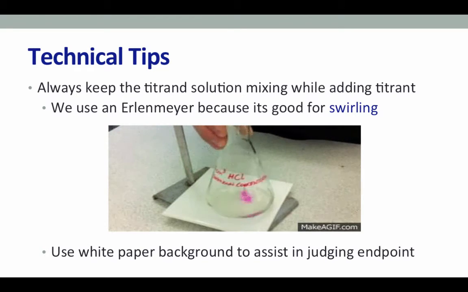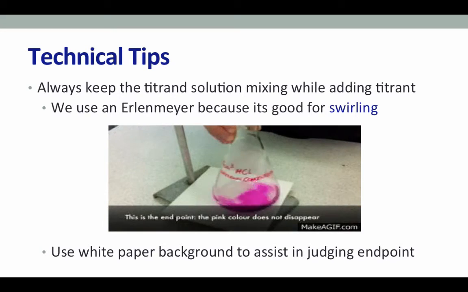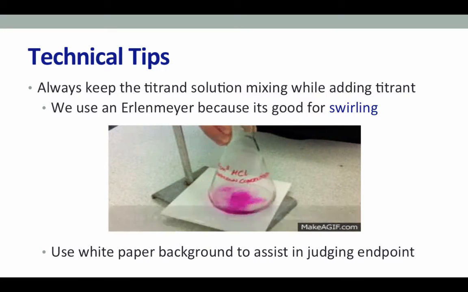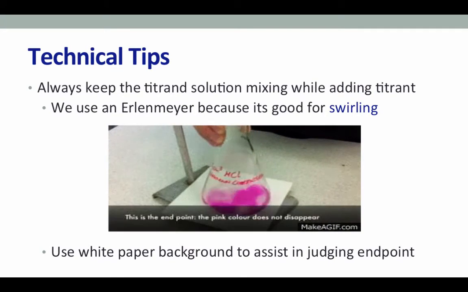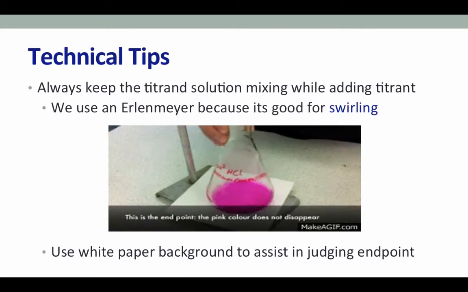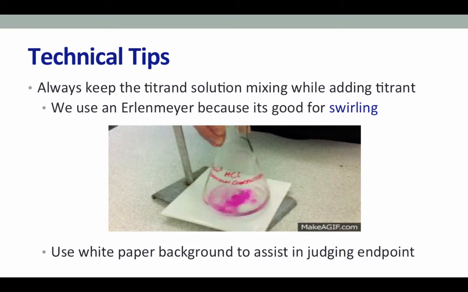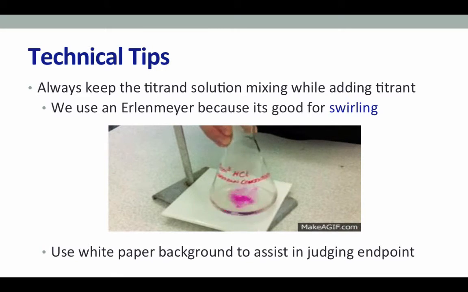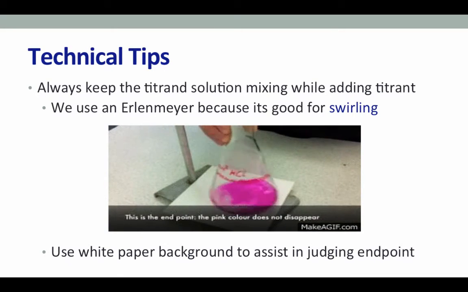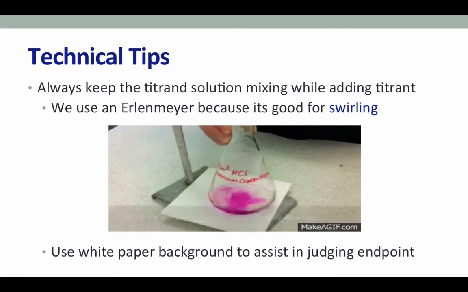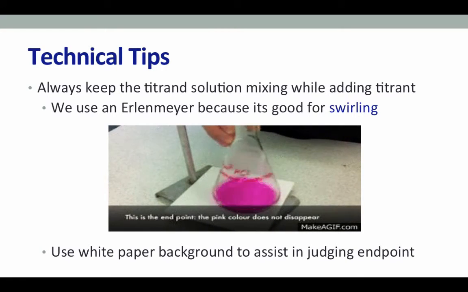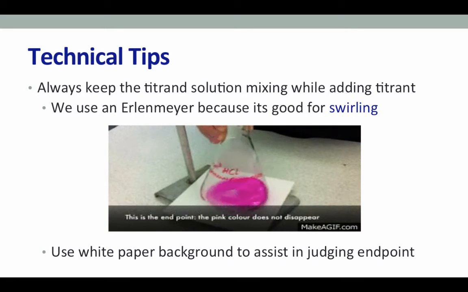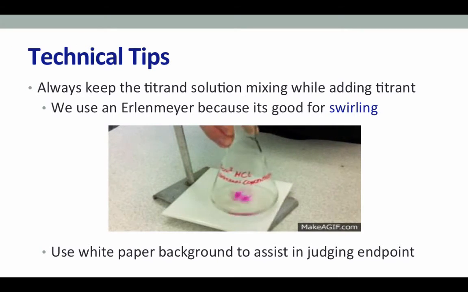In order to get a very accurate endpoint, it's important to always keep the titrant solution mixing while you're adding the titrant. Initially, have one lab partner work the stopcock of the burette while the other lab partner swirls. But as you become more adept at this, try to do both tasks yourself, since you will definitely be doing them yourself during the lab practical. Placing white paper underneath your Erlenmeyer flask can really help in judging when you've reached the endpoint, especially with the dark countertops that we have in our Chem 1A labs.